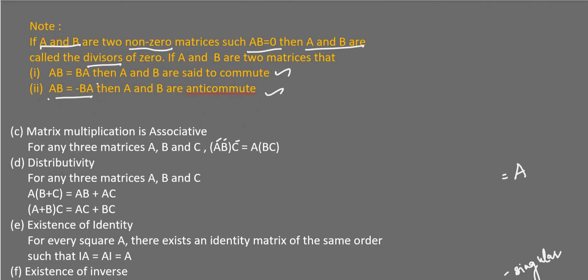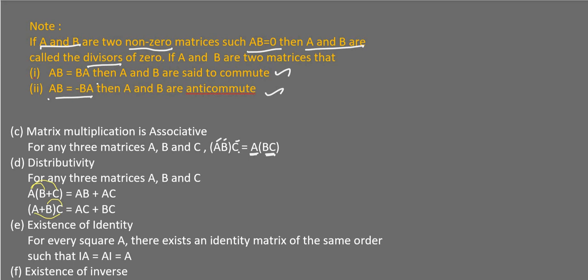Matrix multiplication is associative. Associative property: we take three matrices A, B and C, where AB into C is equal to A into BC. Distributive property: under the distributive property, A into (B plus C) will be AB plus AC, and (A plus B) into C will give us AC plus BC.